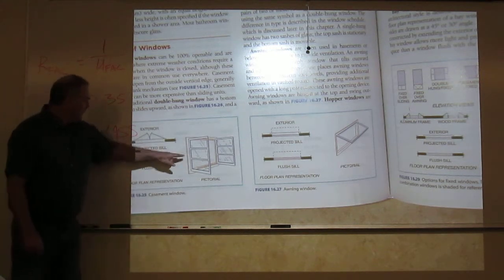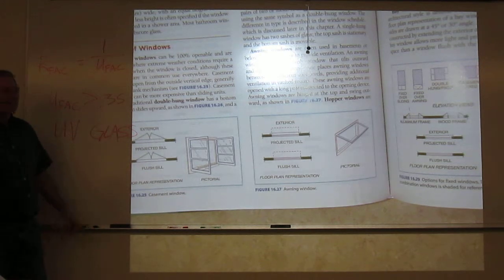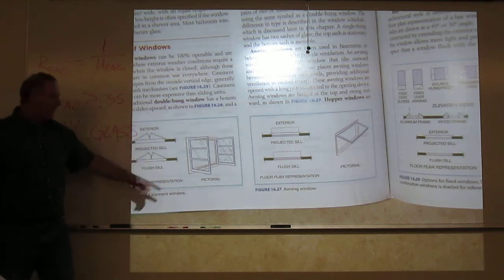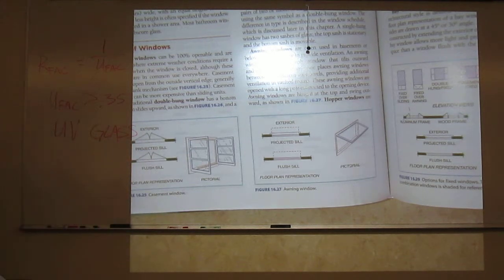So again, this one, a lot of people change the symbol on. I don't, but a lot of people do. They show the swing of the window. Because again, the thing's got to open. So it's a good idea to know how far it's going to open so you don't put a piece of furniture in there or something like that.